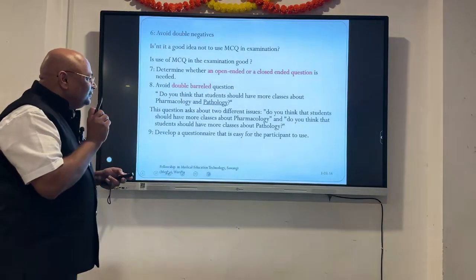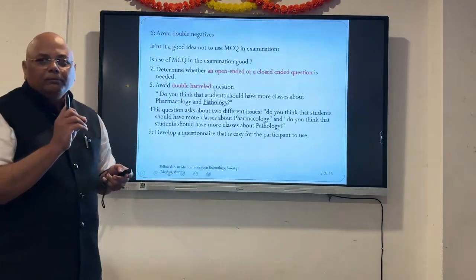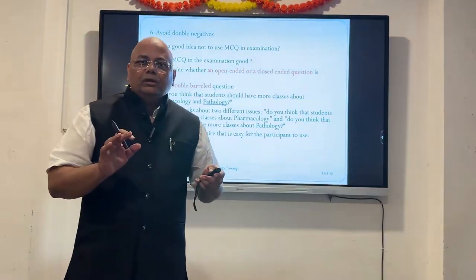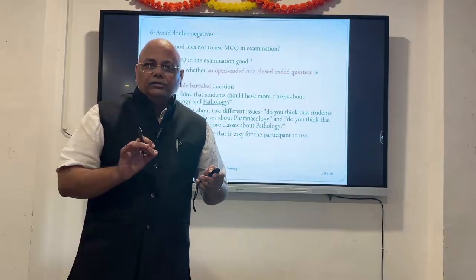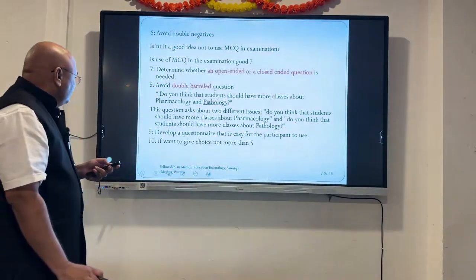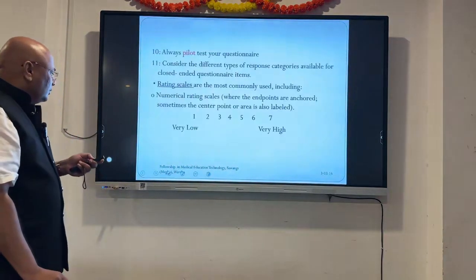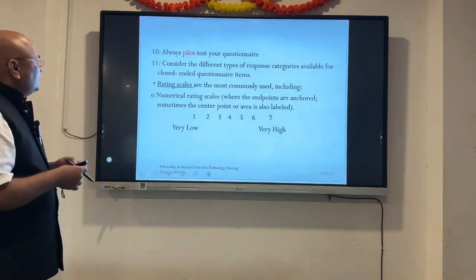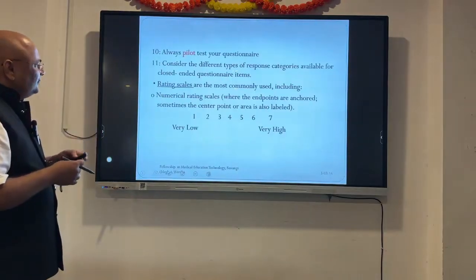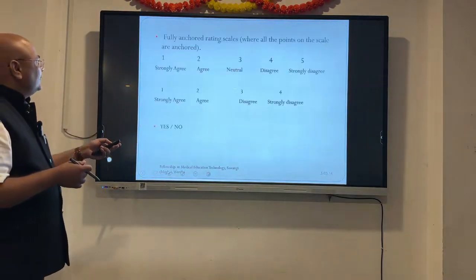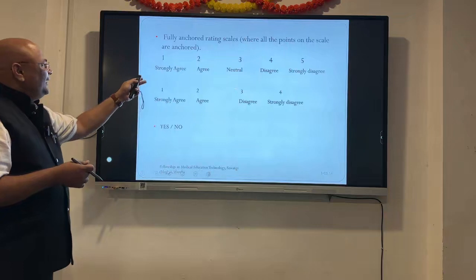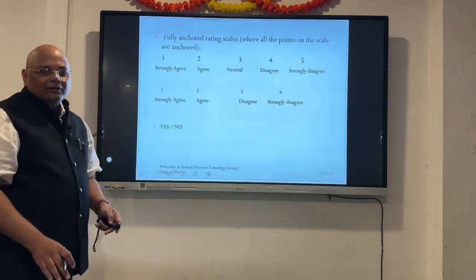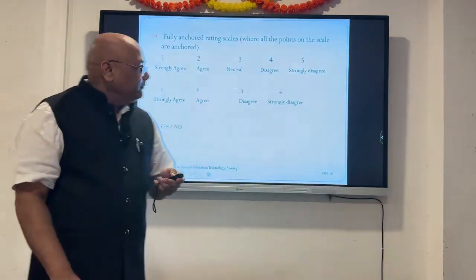Develop a questionnaire that is easy for the participants to use, perhaps most important. If a complication occurs, people lose interest in giving the information in your survey. If you want to give choices, not more than 5. Pilot the questionnaire. We have spoken about validation, that is what is piloted. Consider different types of responses, rating scales like very low to very high. Can you see? Strongly agree, agree, neutral, disagree, all these scales, or just yes or no. That is how we will be quantifying.